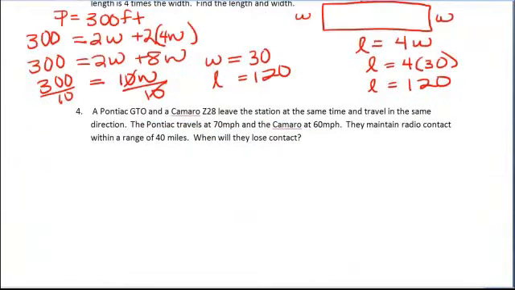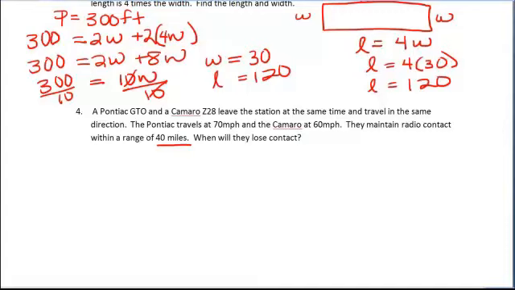Okay, so we have this Pontiac GTO, which I used to drive as a teenager, and a Camaro Z28, and they leave the station at the same time and travel in the same direction. The Pontiac is going pretty fast, 70 miles per hour, and the Camaro is going 60 miles per hour. So they maintain radio contact within a range of 40 miles. When will they lose contact? So we want to figure out when their distance apart is 40 miles.